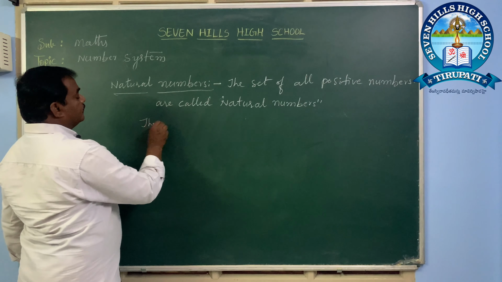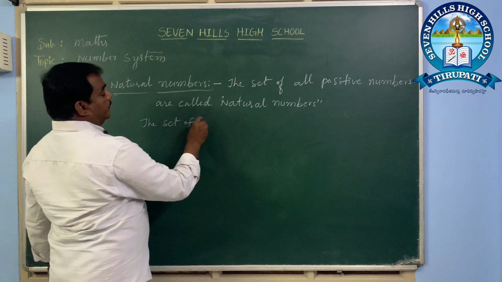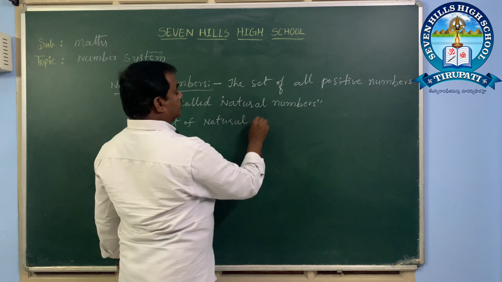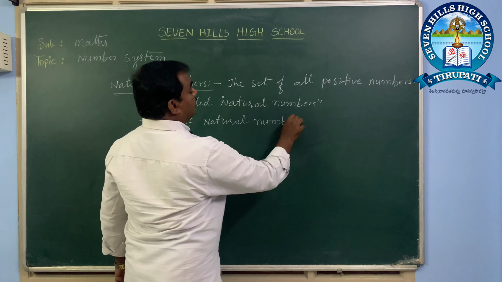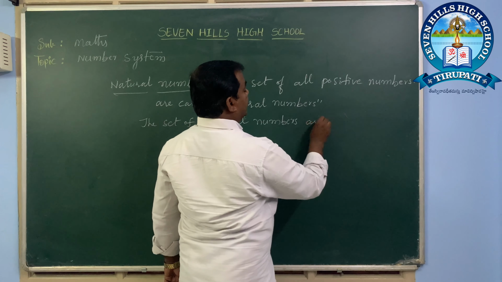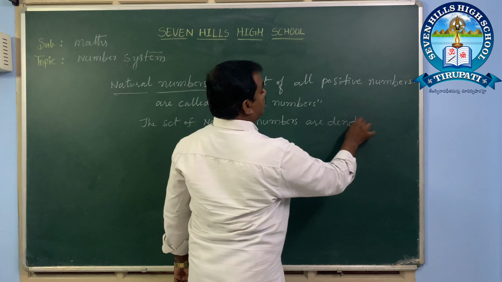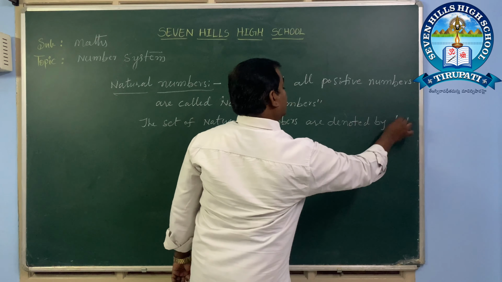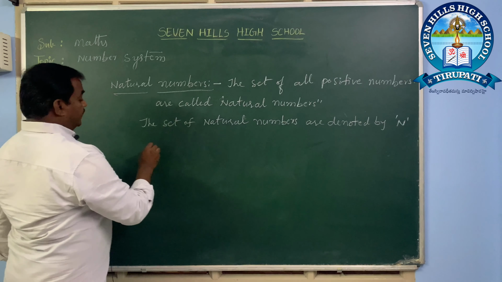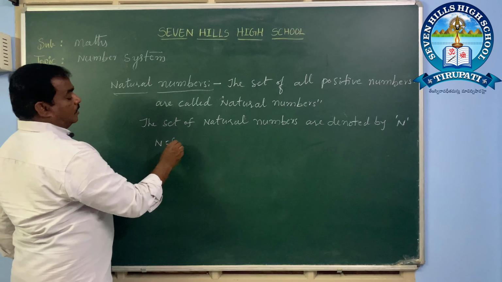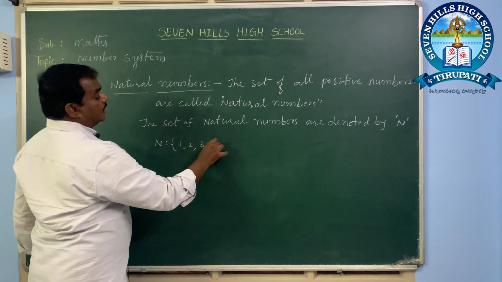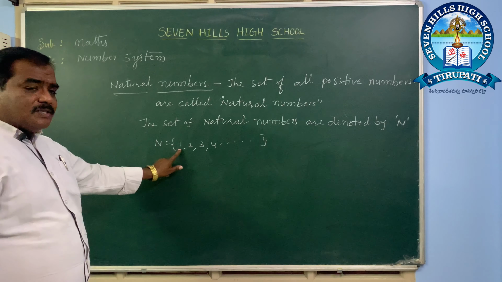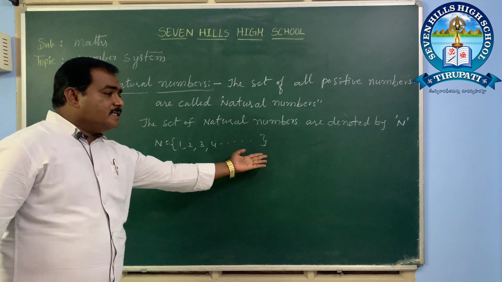The set of natural numbers are denoted by the letter N. N is equal to the set of 1, 2, 3, 4, and so on. So the least natural number is 1. The greatest natural number is not defined.